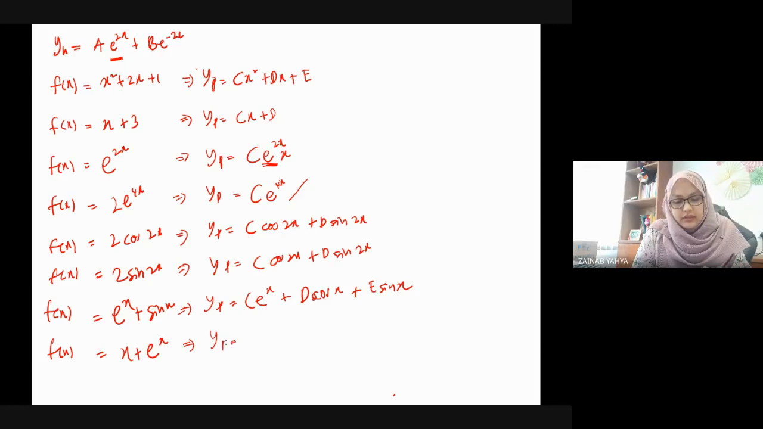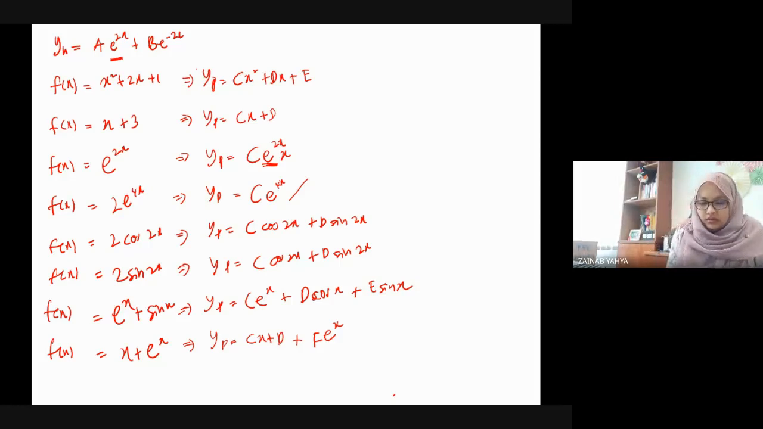yp. This is a combination of a polynomial in x and an exponent. So it will be ax plus, sorry, cannot use a because a is already in the homogeneous part. So it will be cx plus d plus e exponent x. If you're confused, you can use f. Okay, so that's it. Is there any question on the solution of yp, on how to choose the solution, how to state the solution from the fx?